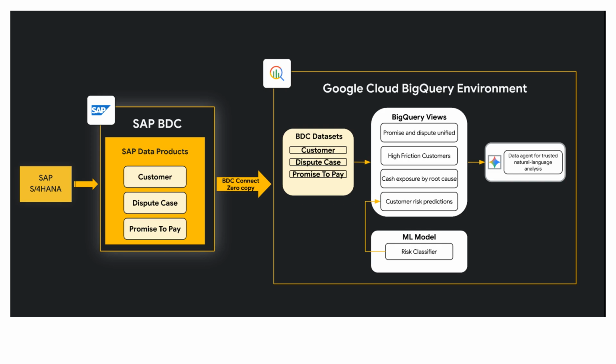SAP BDC data products, after sharing, are visible as BigLake tables. On top of these BigLake tables, we build our BigQuery views. This is our semantic layer, which acts as a high-fidelity feature store, cleaning the data and preparing it for analysis. Next, our BigQuery ML model reads directly from these views to train a logistic regression classifier, scoring customer default risks automatically. Finally, we wrap everything in a BigQuery data agent.